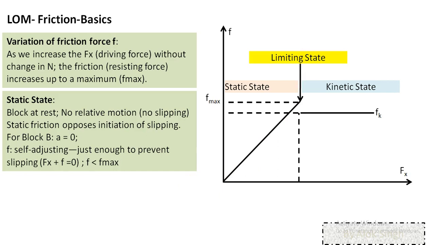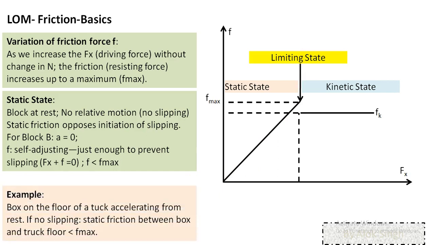That is the static state. What is an example of the static state? Suppose a box is lying on a truck and the truck starts accelerating from a state of rest, so from 0 velocity it acquires a certain velocity. If there is no slipping between the floor of the truck and the box, it means the displacement of the truck and the displacement of the box are equal at all instants of time. So there is no slipping. What kind of friction must have acted between the box and the truck floor? Static friction. And that friction force magnitude would be less than the maximum friction force which is possible.